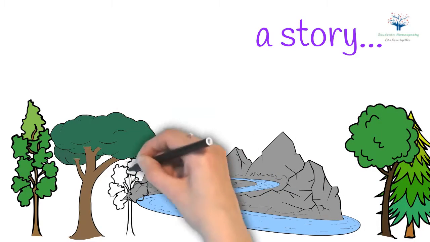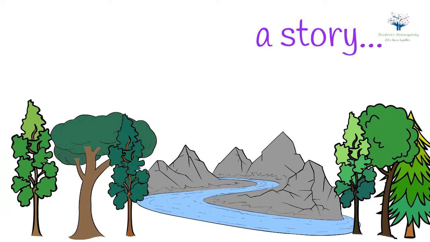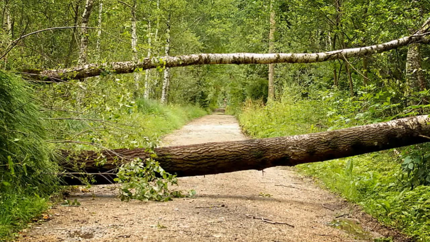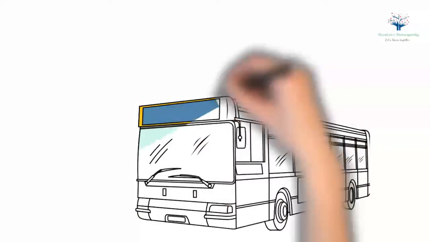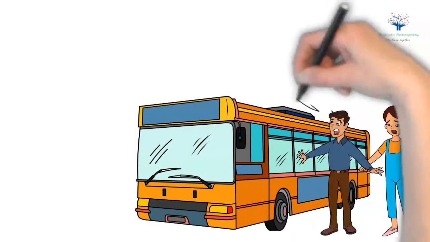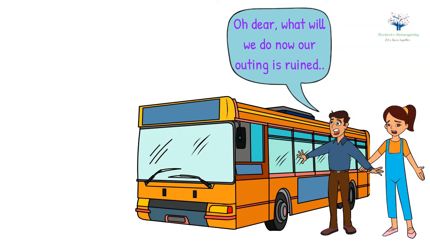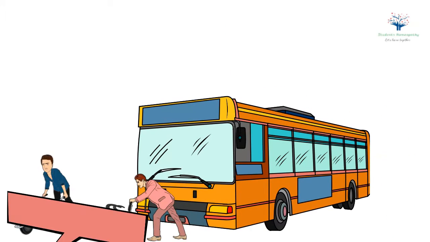Let's begin with a story. One day, for a picnic party, some students were driving through a jungle when they discovered a huge tree that had fallen directly across their path. Some of the students became very nervous and said, "Oh dear, what will we do now? Our outing is ruined." Another group of students threw off their jackets, rolled up their sleeves and began strenuously working to move the tree out of their way.